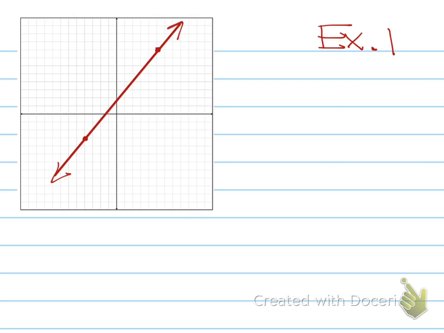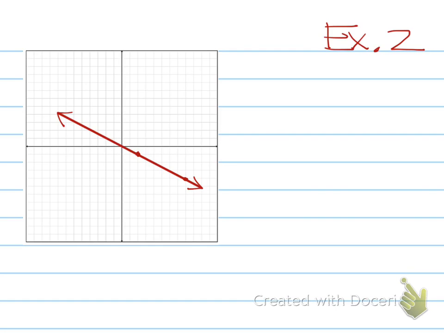For this example, what we want to do is count the number of spaces to get from one intersection point on that line to a point on the right. Always go from left to right. We count 11 spaces from the bottom point to the top point, and then from left to right we count 9 spaces, so the slope is 11 over 9.